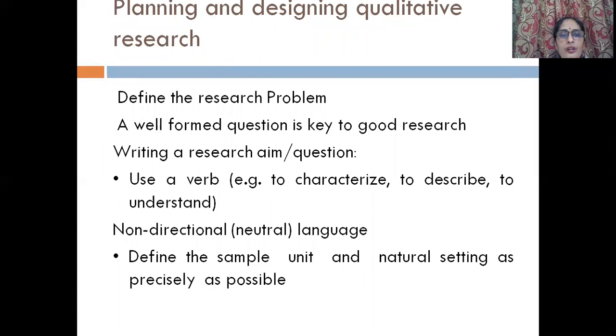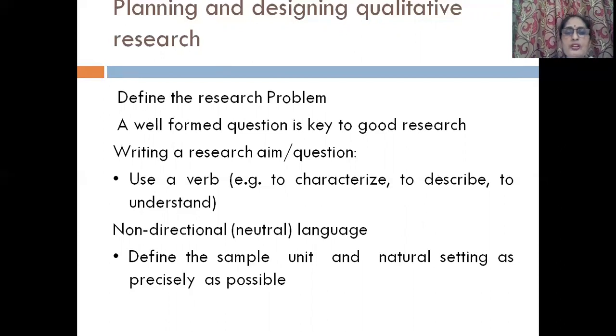Now, once you have decided to go in for a qualitative research approach for your study, the first step is to define the research problem as precisely, as closely as possible. Because if the problem is defined well, then you can frame your research questions very clearly. The focus of your research study has to be decided. So first define your research problem.